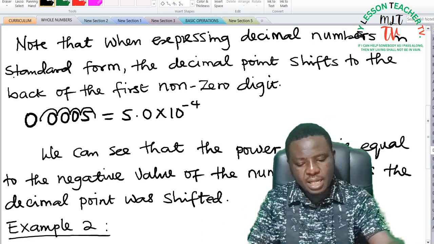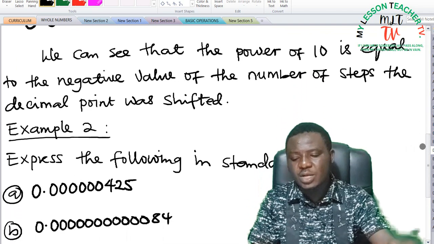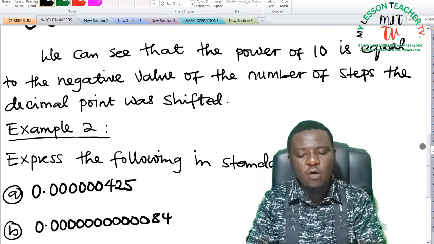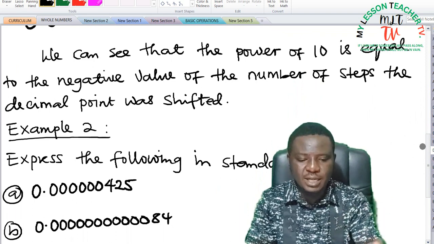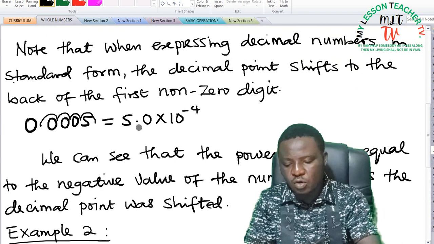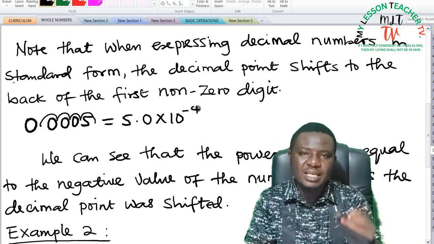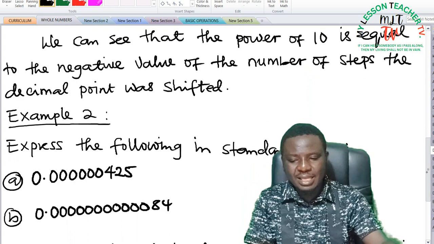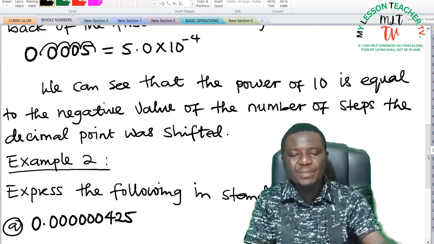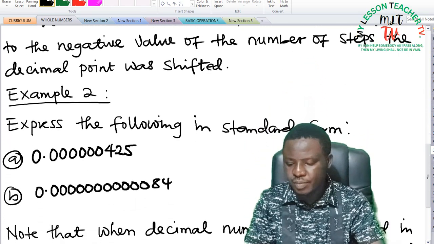We can see that the power of 10 is equal to the negative value of the number of steps the decimal point was shifted. I shifted the decimal point 4 times, and the power of 10 gave me minus 4. So it is a determinant factor to determine the power of 10.